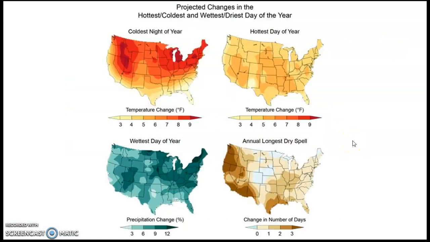Real quick, I have a couple charts that show just the projected potential changes for the United States specifically. And the two that I really want to look at are the coldest night of the year, which is that top left chart, and that one shows you an increased chance of having cold nights in the northern part of the United States, which makes sense. We're closer to the north, but that affects our agriculture.